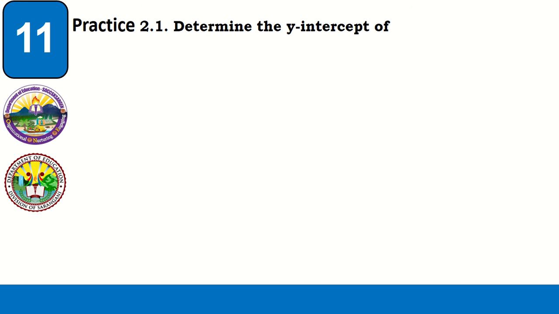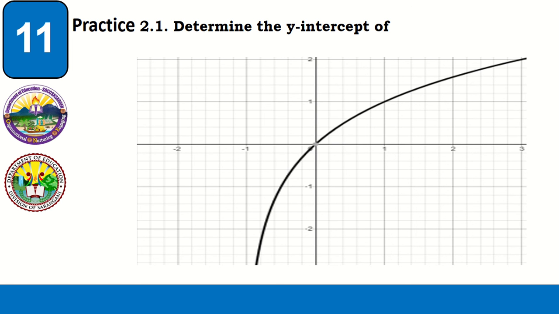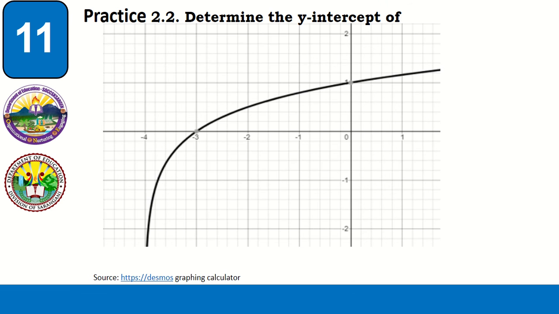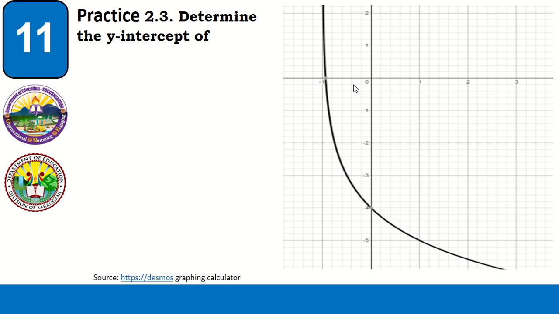How about this? 2.1, determine the y-intercept of this graph. This graph passes through the origin, and therefore the y-intercept is this point. Therefore, the y-intercept is 0. How about this? The y-intercept is the value of y. Of course, this one is 0, 1, 2, and therefore the y-intercept is 1. How about this? This graph intersects this point, and that is this number, negative 4. Therefore, the y-intercept is negative 4.